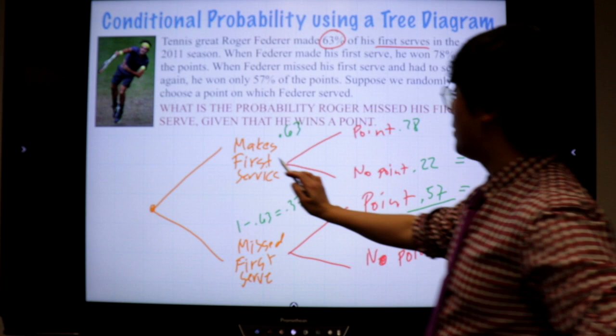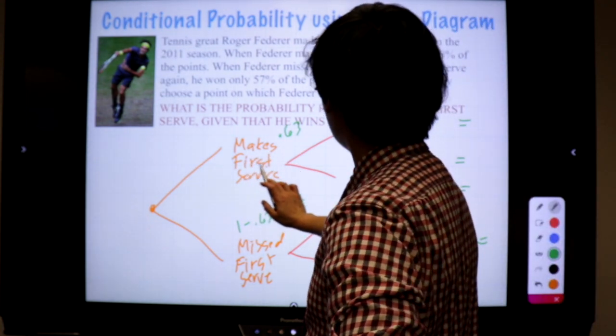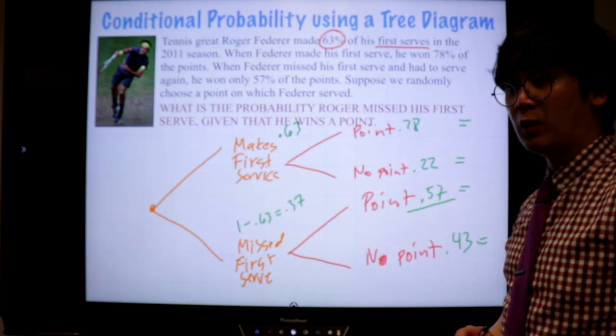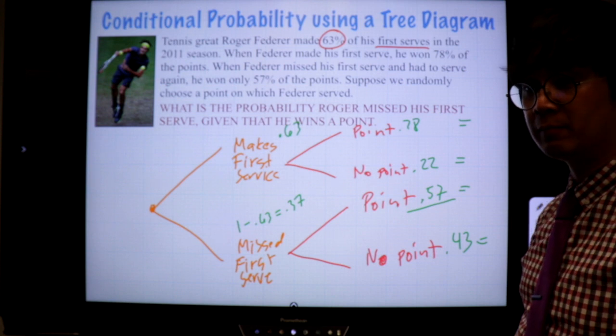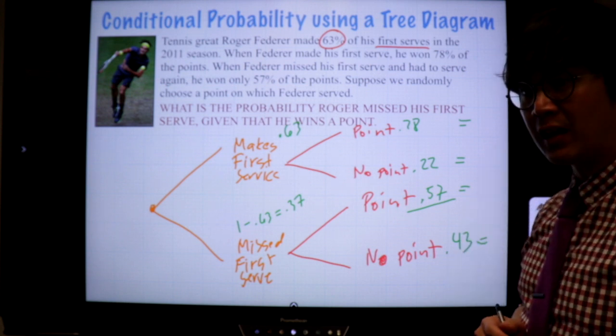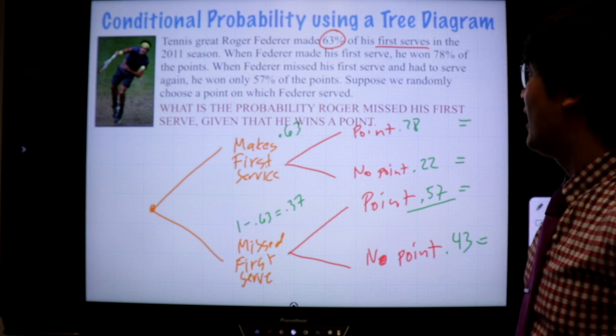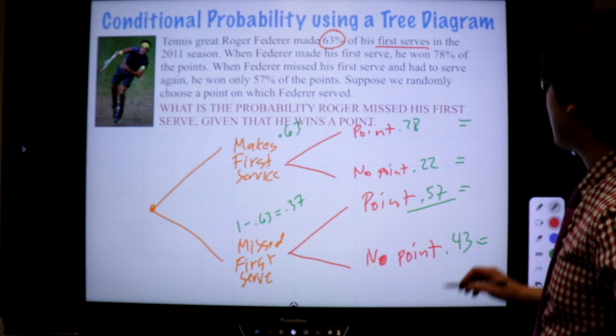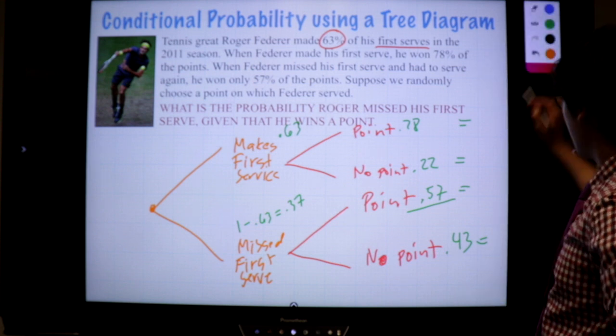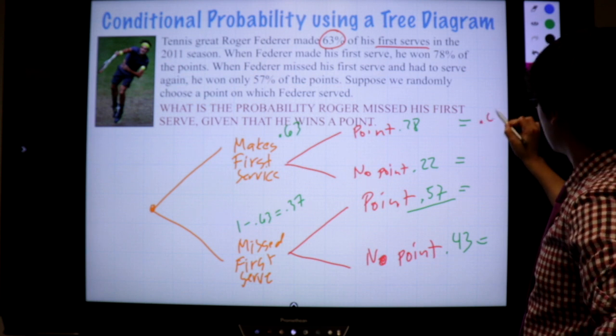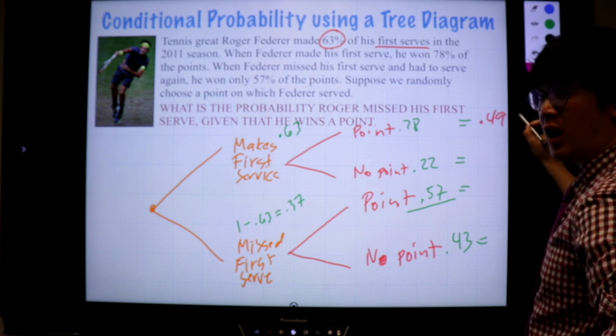We need to find the probability that he makes the first serve and he won a point. What's the probability of that happening? What do you think we are going to do to be able to figure that out? Multiply. Yes, multiply. So can you please multiply 0.63 and 0.78? 0.4914.